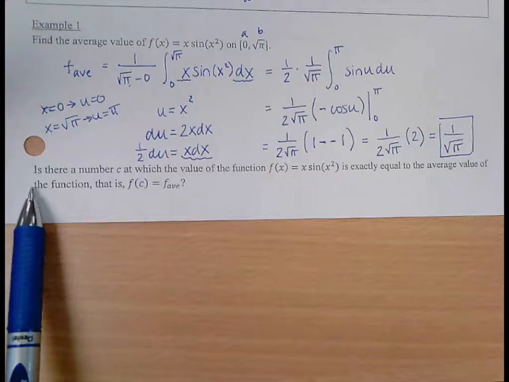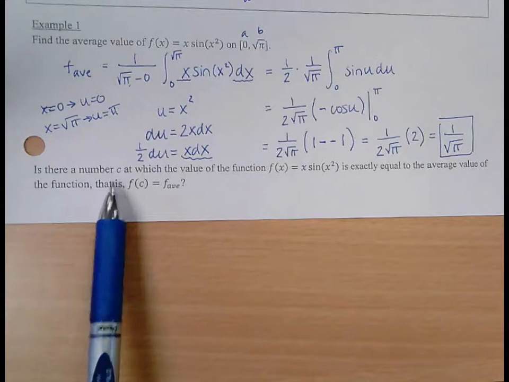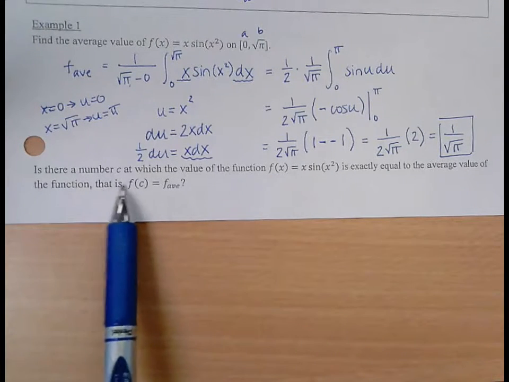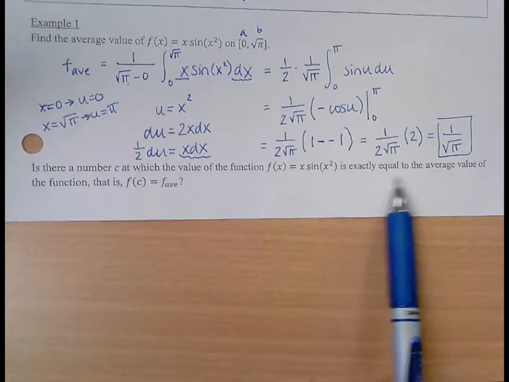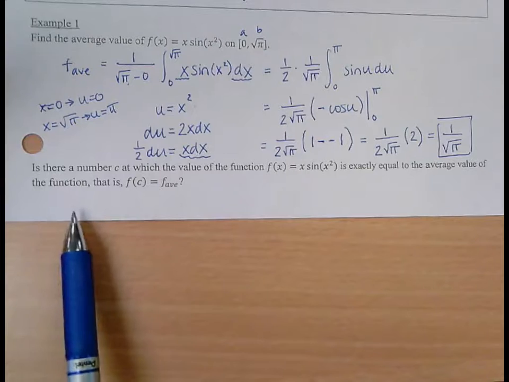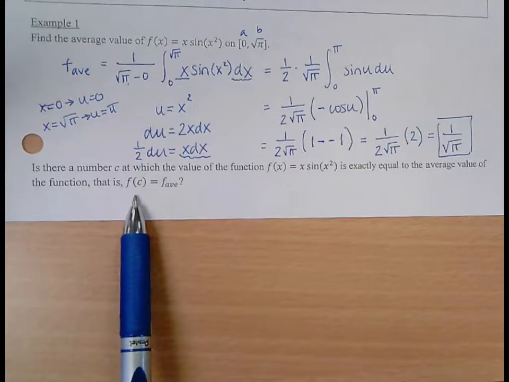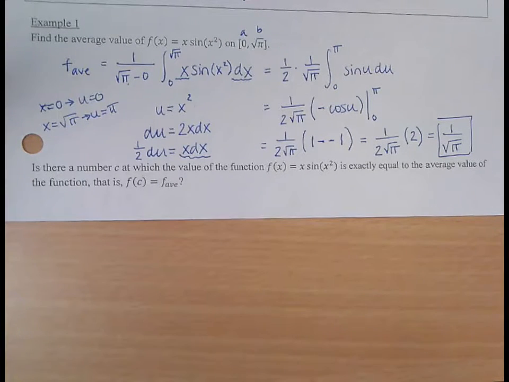The second part, there's another part to example 1. It says, is there a number c, where c would be an x value, is there a number c at which the value of the function f of x is exactly equal to the average value of the function? So that is where f of c is equal to the average value.